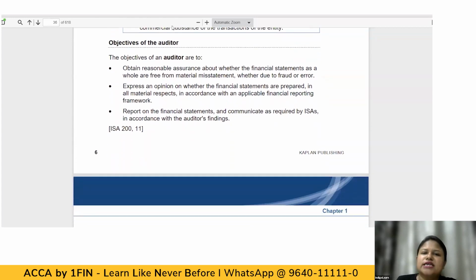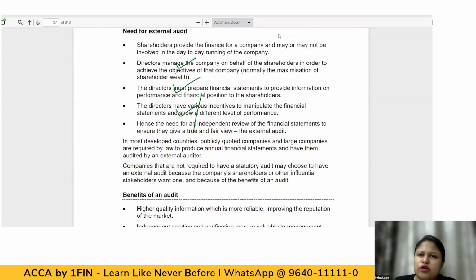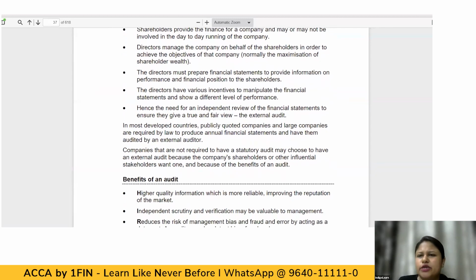Okay, then what is the objective of the auditor? Very clearly, obtain reasonable assurance, express an opinion, and finally prepare the audit report. An audit report, we know we have all the standards in the 700 series, so it has to be prepared as per the ISAs. Okay, why the need of external audit? Very simple.